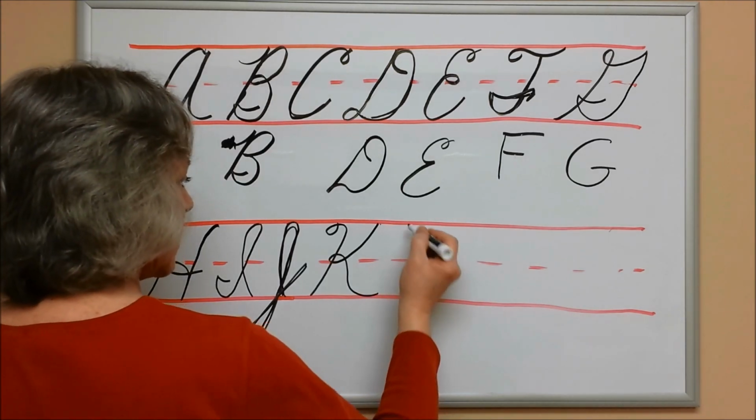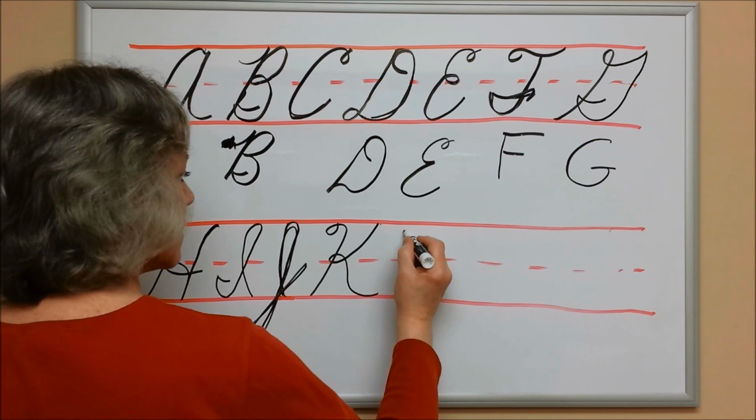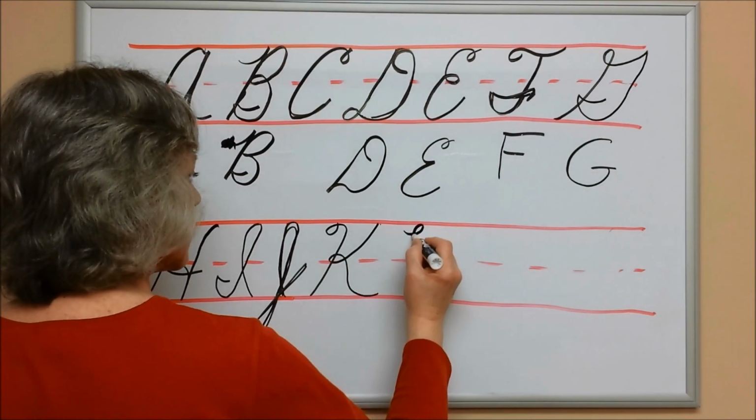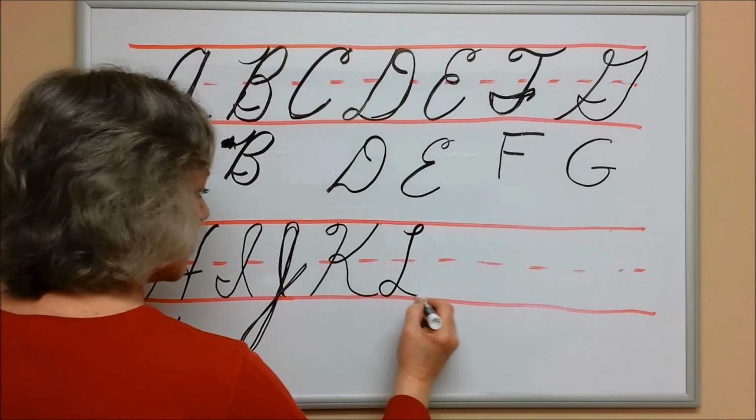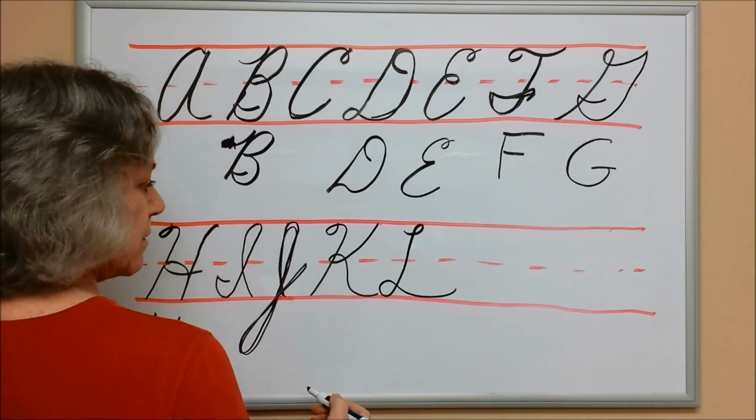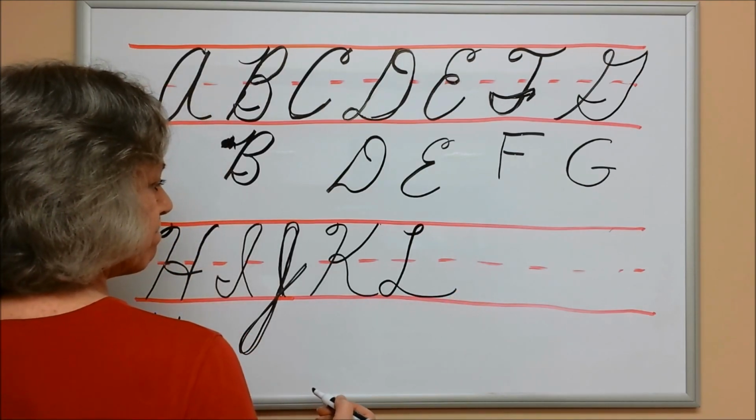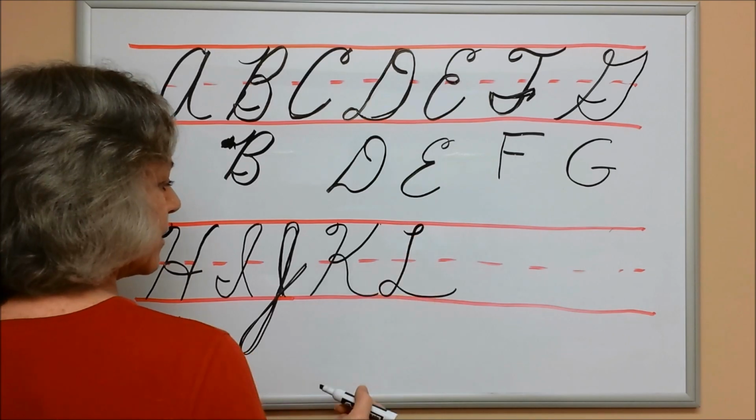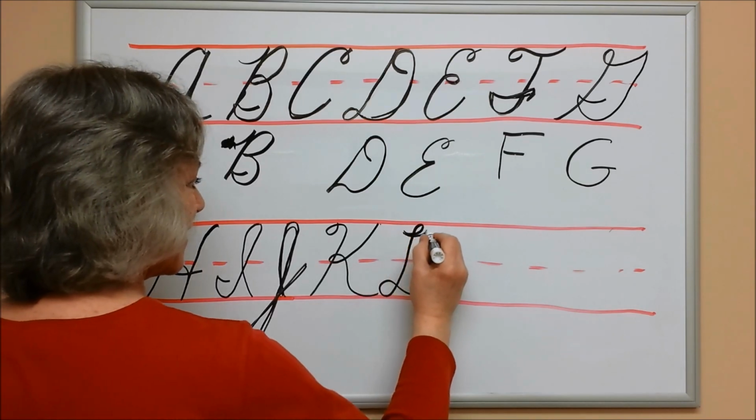The L starts at the top, just below the upper line. Make a loop, come down, like that, okay? I would probably make this loop a little bigger. Maybe like that.